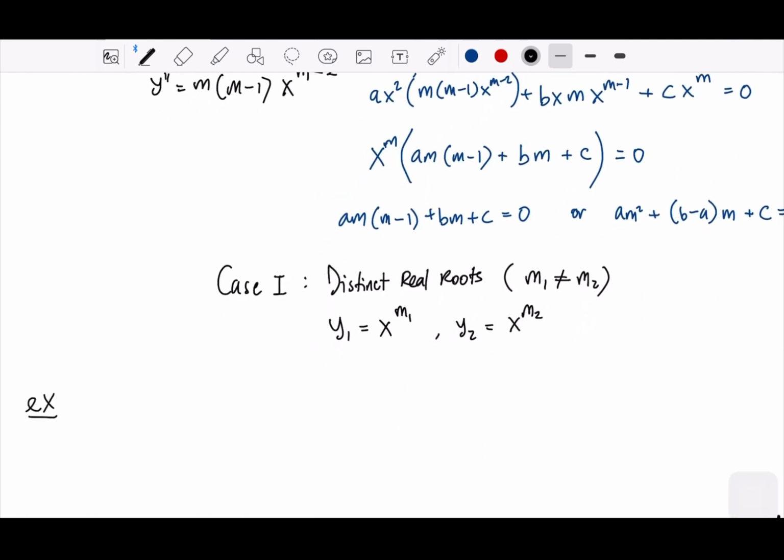Okay, let me go through one example for each case. So x squared y double prime minus 2x y prime minus 4y equals 0. Actually, Cauchy-Euler is best for taking the complementary or homogeneous part. If you have another equation here, then you could take on another method to complete the solution. The solution for this part is the best way to solve the homogeneous part.